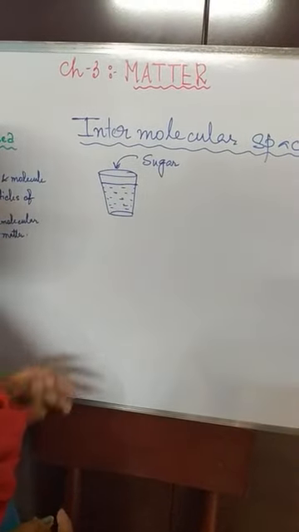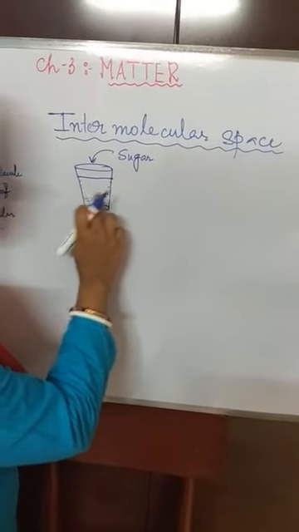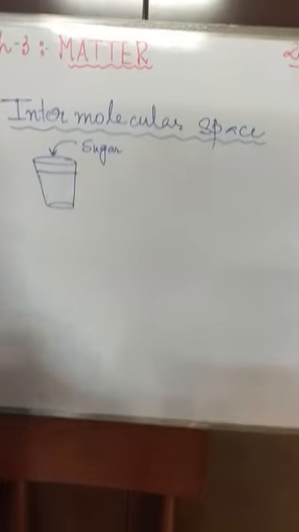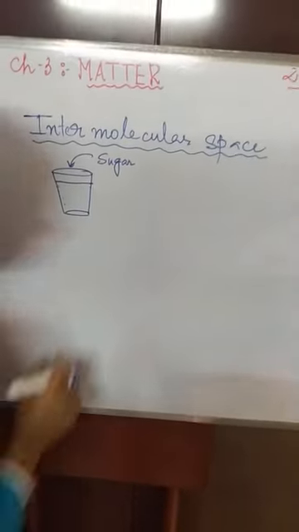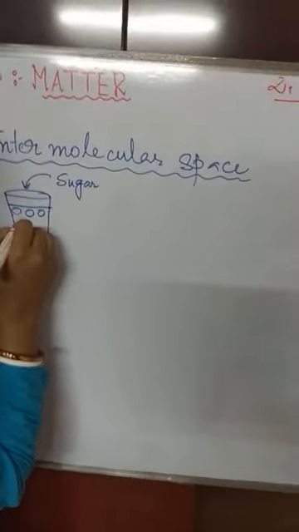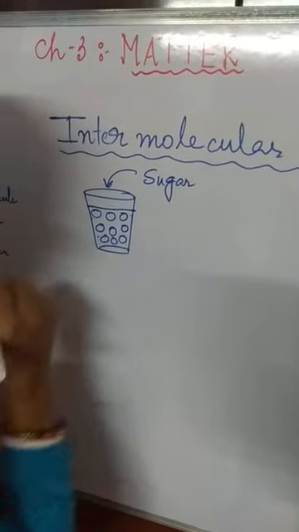So how is it possible? If we take a close look at this sugar and water solution, let us draw the water particles like this. So these are water particles.